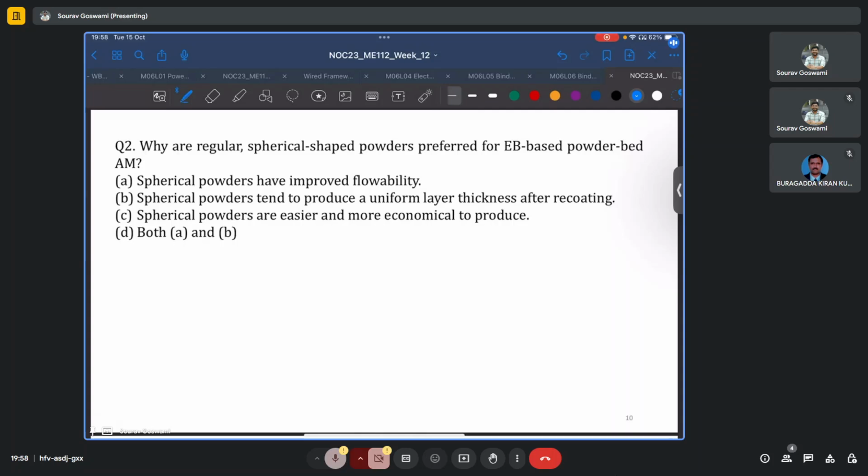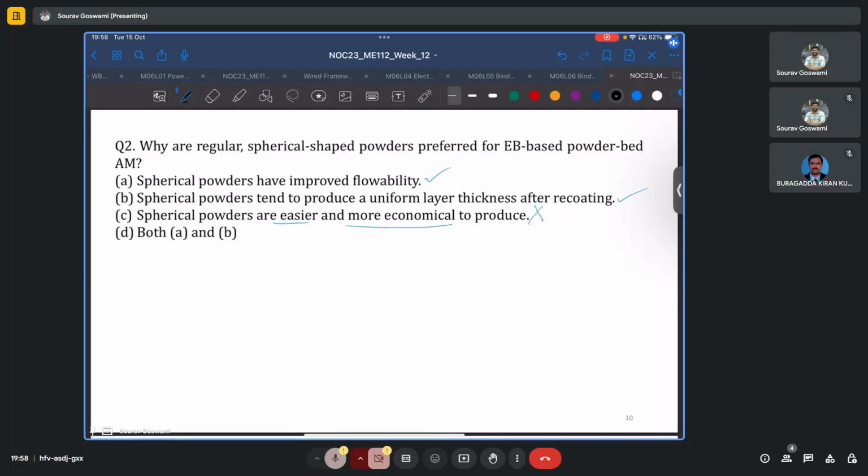So, from our assessment of the lecture contents as well as the paper, which I briefly discussed, we know that spherical powders do have improved flowability compared to other irregular or elongated shapes. And because of this good flowability, spherical powders also tend to produce a uniform layer thickness after coating. However, to have these spherical type of particles, we need to resort to more sophisticated means of powder production, which leads to increase in cost and difficulty of process. So neither are they easier to make, nor are they more economical.